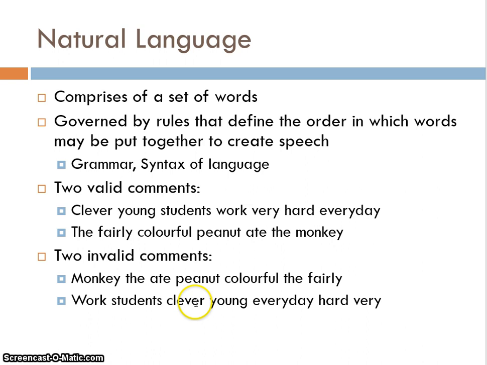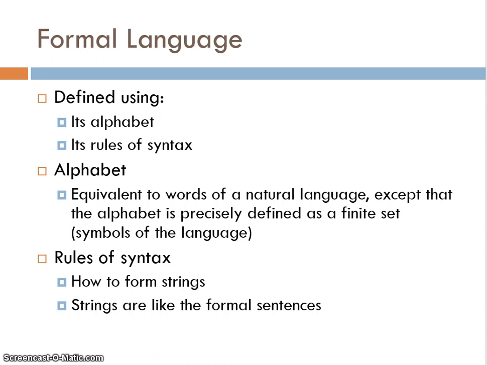So we start to think of formal languages, and formal languages define valid alphabets, valid syntax and valid words, and we can use these rules. For instance, this comes into our regular expressions for indicating the structure of a postcode. Now, a formal language is defined as an alphabet, and it's defined with its rules of syntax. When we talk about the alphabet, this could be equivalent to the words of a natural language, except within a formal language, it's precisely defined as a finite set of the symbols used in that language.